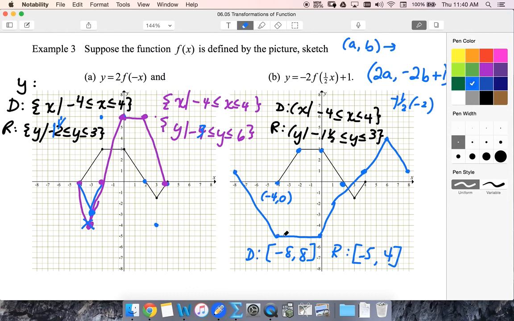And sure enough, I'm going from -5 up to 4, and this shape has stayed the same, except the shape has stretched because of the half, and it has also stretched vertically because of the 2. Negative flipped it over, so I've got a flipped over shape, and I've also moved it all up 1. So this is a nice complicated one to think about.